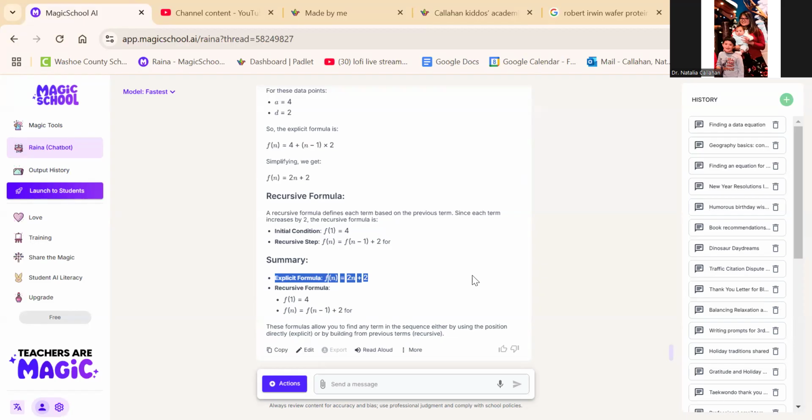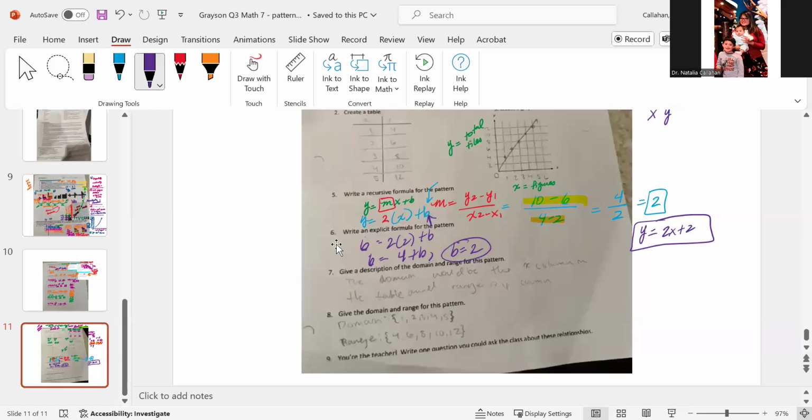Did you see the explicit formula? So for your explicit formula, your explicit formula is just going to be y equals 2x plus 2, or you could do t of n, which is 2n plus 2. That will be your explicit formula, right? Yeah. So copy that right down.